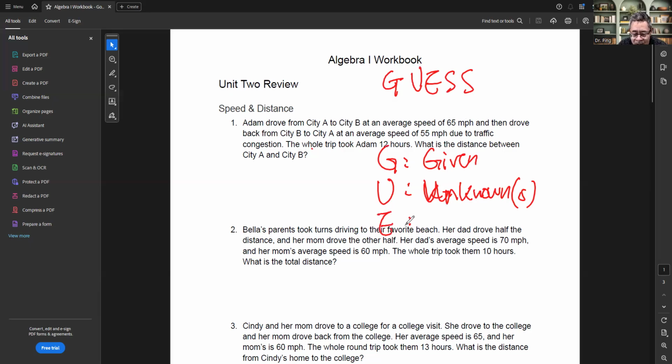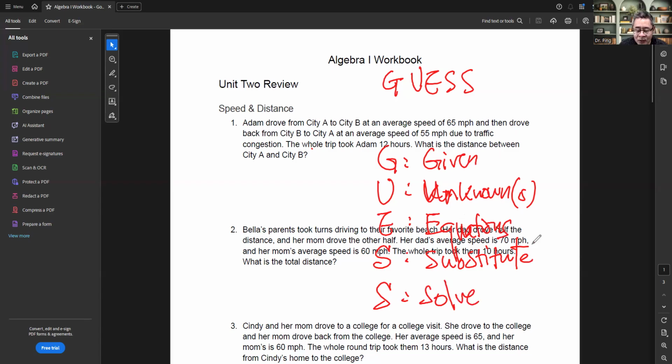Then E means you're going to set up equations, like what equations to use, or how do we set the equations. S is substitute. Basically, you substitute known values into the equation or equations. The last one, of course, is to solve the problem. So this can actually be used as a problem-solving strategy. Okay, so let's see how we can do that.